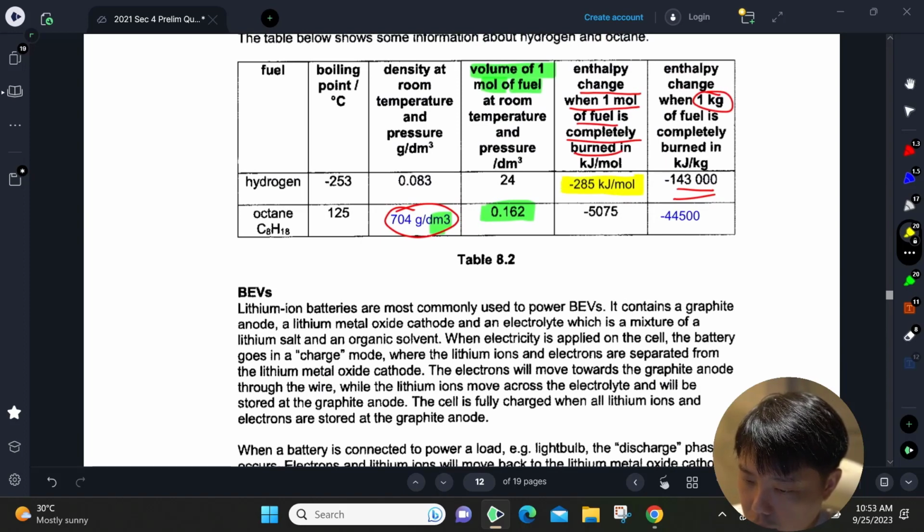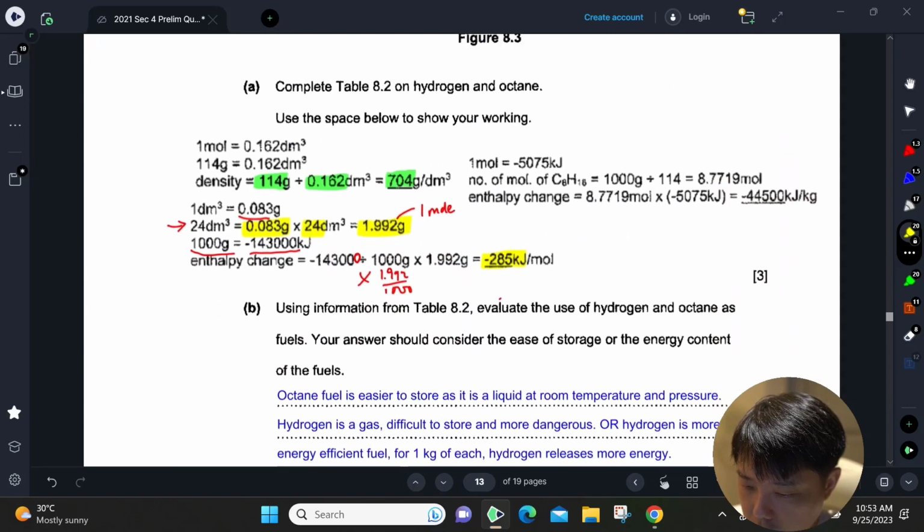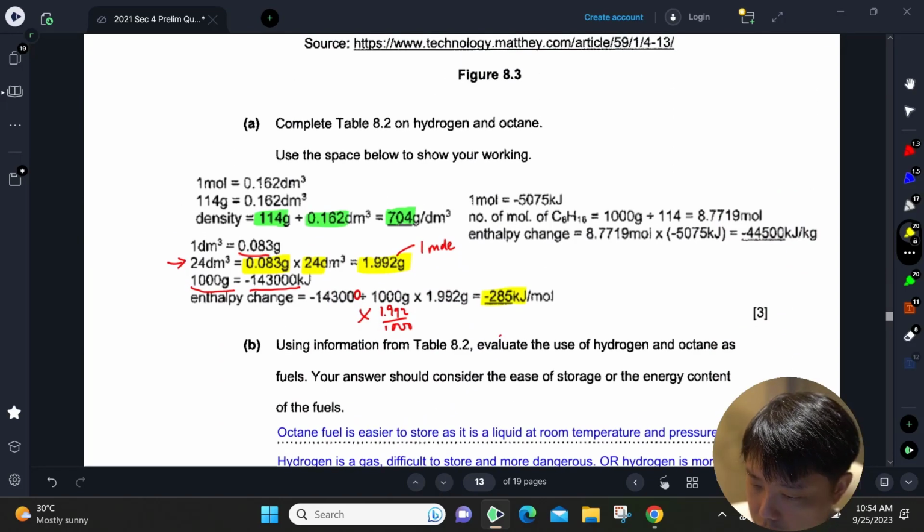Last of all, we are told to find the enthalpy change of 1 kg of fuel. So we already have the enthalpy change for 1 mole of fuel. What is the mass in 1 mole of fuel? Beg your pardon. We are already given 1 mole of fuel, how much energy it gives out, which is negative 5075 kilojoules.